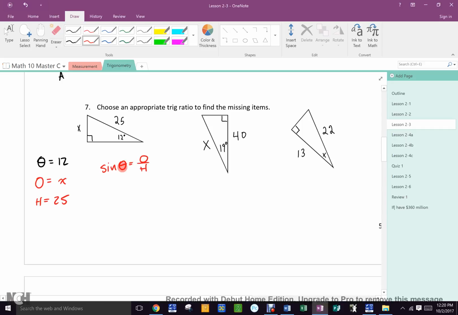Now, do I really need to write that step if I've been paying attention in math class? No, I can go straight to the numbers. Sine of 12 equals what? X over 25. What math do I do to get rid of divided by 25? Times 25.